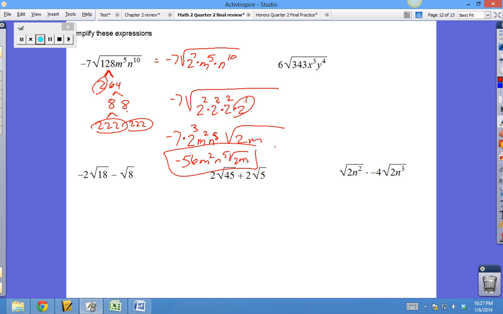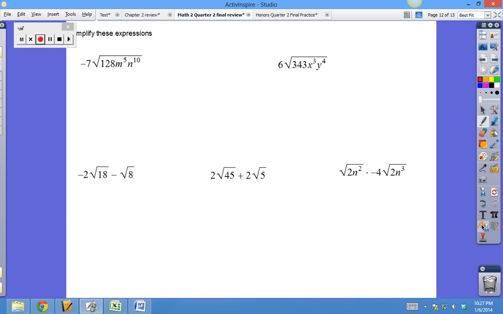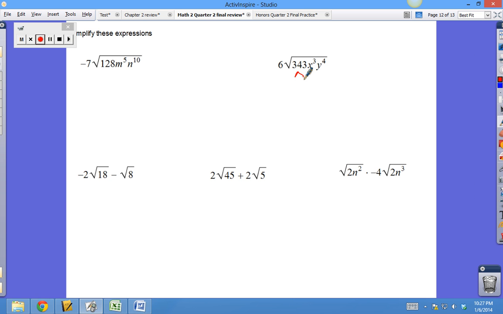The next one, 343. Let's start breaking it down. 343 divided by 3. It's not even, so you can't divide it by 2. 3 does not work. Don't try 4, don't try 5. Try 7. Okay, it's going to be 7 and 49. 7's done, and a 49 is a 7 and a 7. So it looks like it's all 7's.